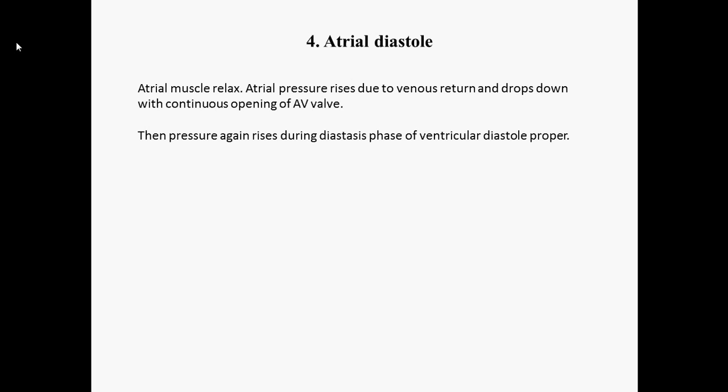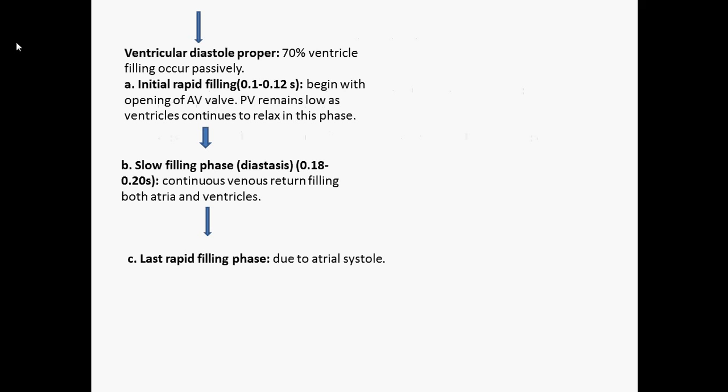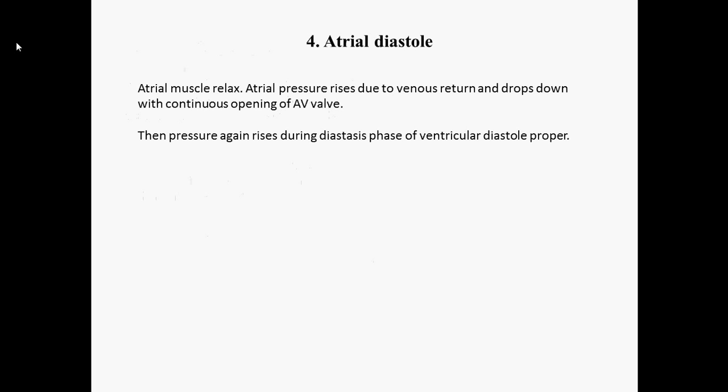Now the last phase of the cardiac cycle is atrial diastole. During this phase the atrial systole has completed in the last filling phase of the ventricular diastole. So during the last rapid filling phase of ventricular diastole, the atrial systole was completed. Now this is followed by atrial diastole of 0.7 seconds. Here the atrial muscle relaxes.